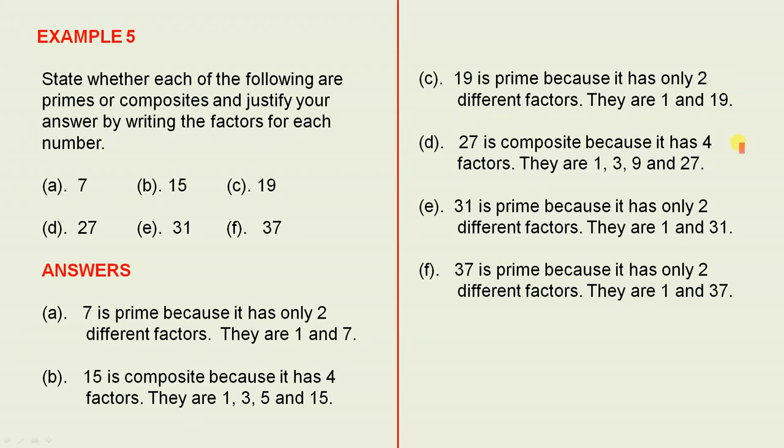27 is composite because it has four factors. They are 1, 3, 9 and 27. 31 is prime because it has only two different factors. They are 1 and 31. And 37 is prime because it has only two different factors. They are 1 and 37.